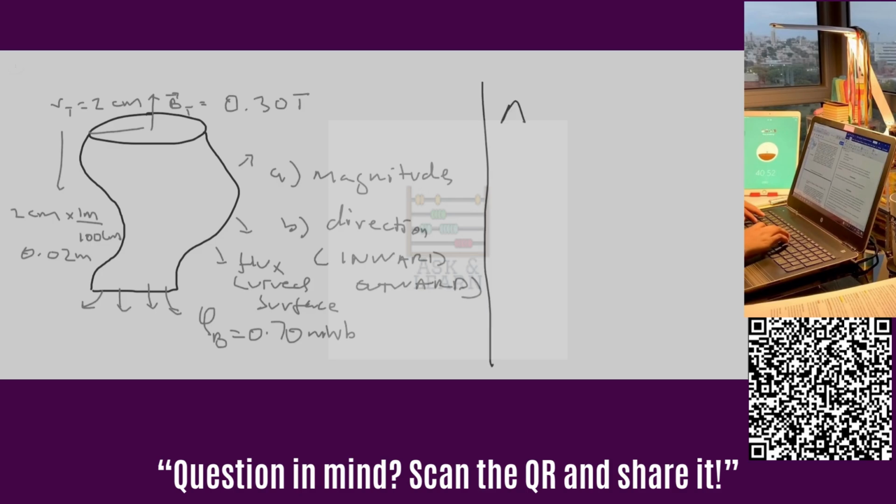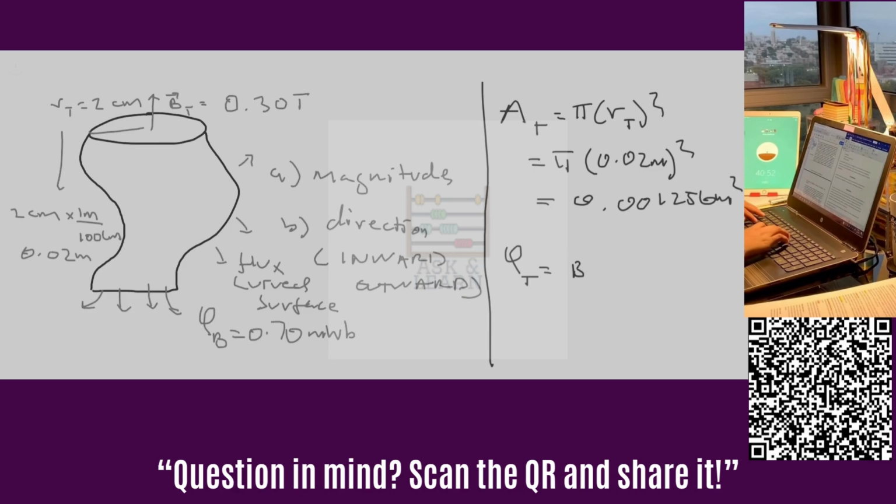And the first thing we need to get is the area at the top, which is pi r squared, pi times the radius at the top squared, which is pi times 0.02 meters squared. When you square that, you get 0.001256 meters squared. And then we don't stop there because we want to find the flux at the top.